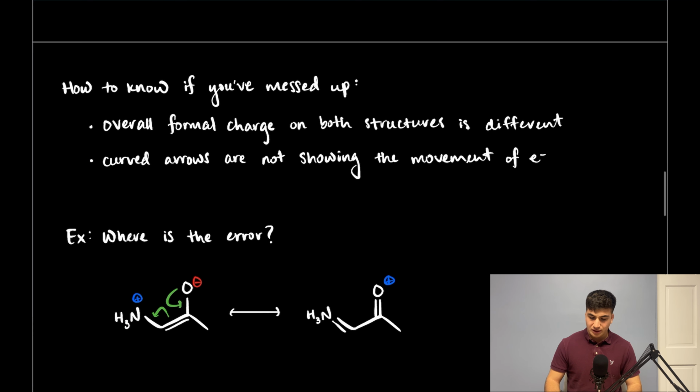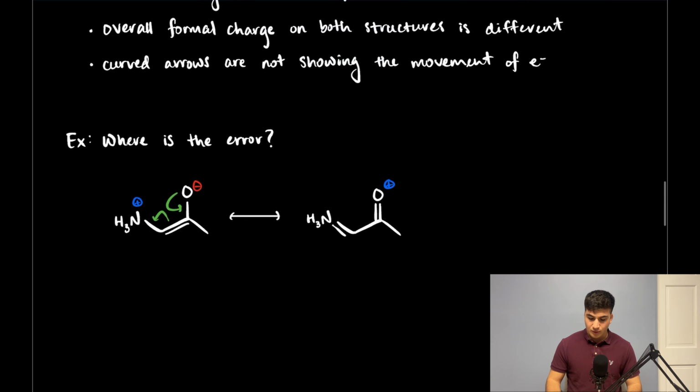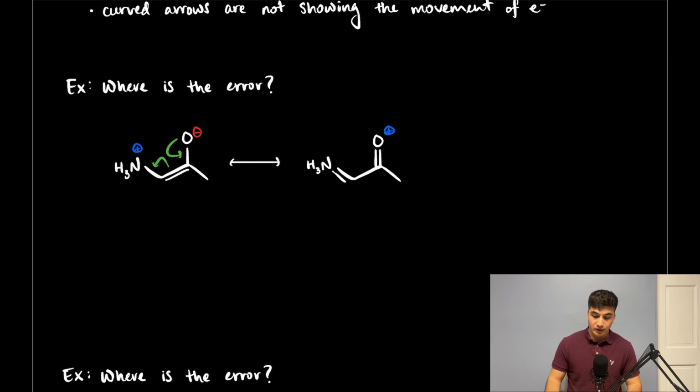Okay, so now this is how you know if you've messed up in doing a resonance structure. So either your overall formal charge on both structures is different, or your curved arrows are not showing the movement of electrons. So I want you guys to take a look at this one right here and tell me, where is the error?